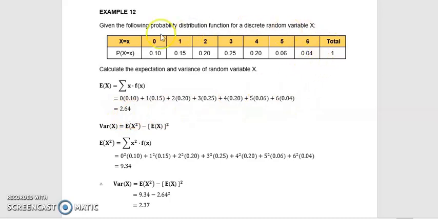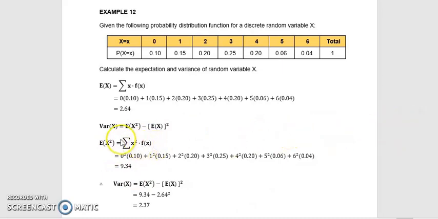Okay, so the expected value for this problem is 2.64. Again, expected value and variance can be more than 1, because this is not probability. This is about mean and variance. But recall from chapter 2, variance cannot be negative.